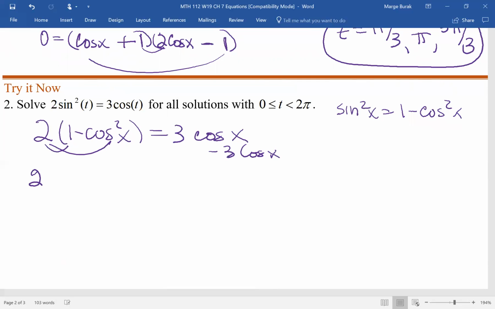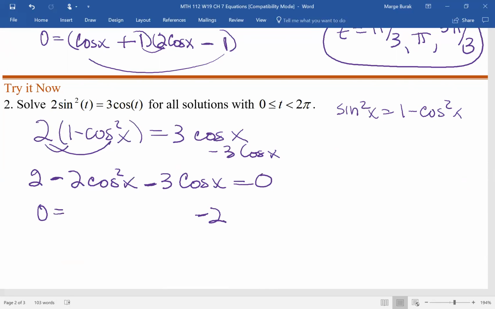So we'll get 2 minus 2 cosine squared x. And then we're moving that minus 3 cosine x equals 0. Matter of fact, I'm going to move them all to the other side, you guys, and just switch all the signs. So that 2 is going to become a -2.